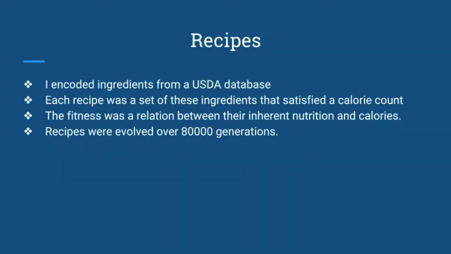I encoded these ingredients from a USDA database. Each recipe was a set of these ingredients, and I limited them by calorie count. The fitness was a relation between their inherent nutrition and the calories. The recipes were evolved over 80,000 generations. I was able to do such a high number because I don't have a physics simulator, so it was less computationally expensive.